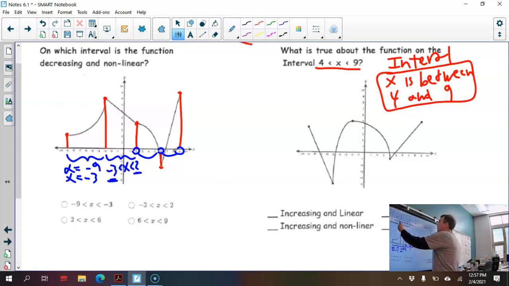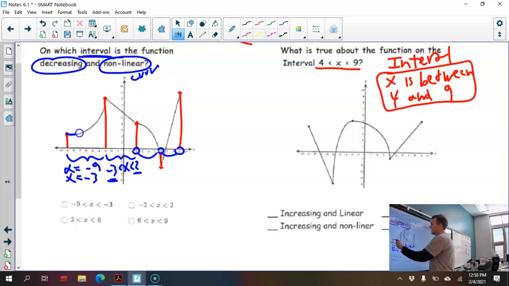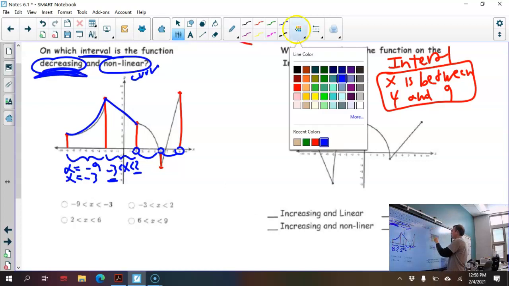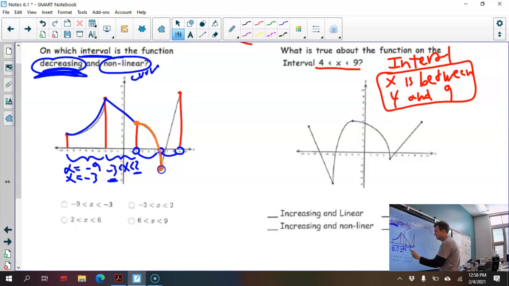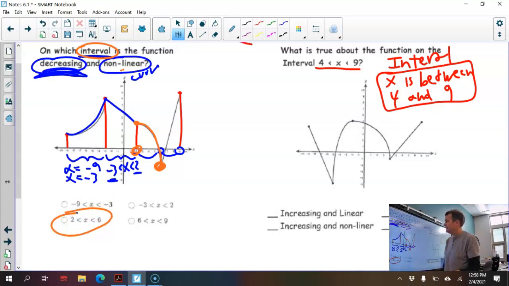And the question here is, on which interval is the function decreasing, so it's going down, and nonlinear, so it curves? Well, the first section goes up, so that's not it. The next section goes down, so it's decreasing, but it's linear because it makes a line. Then I have the section we want, it looks like. This section right here goes down, so it's decreasing, and it curves, so it's nonlinear. So I have found my section of the graph. On which interval? It would be from 2 to 6. And which one of these says? So it'd be this one. When x is between 2 and 6, the graph is decreasing and nonlinear. Do we follow that? Let's try one more.